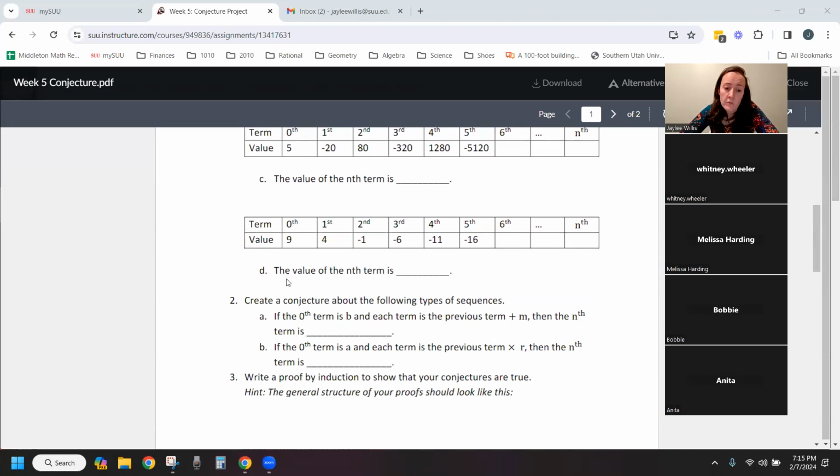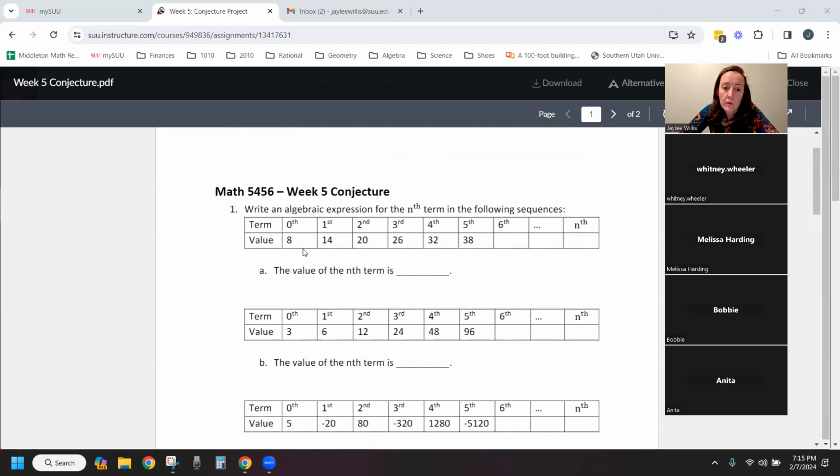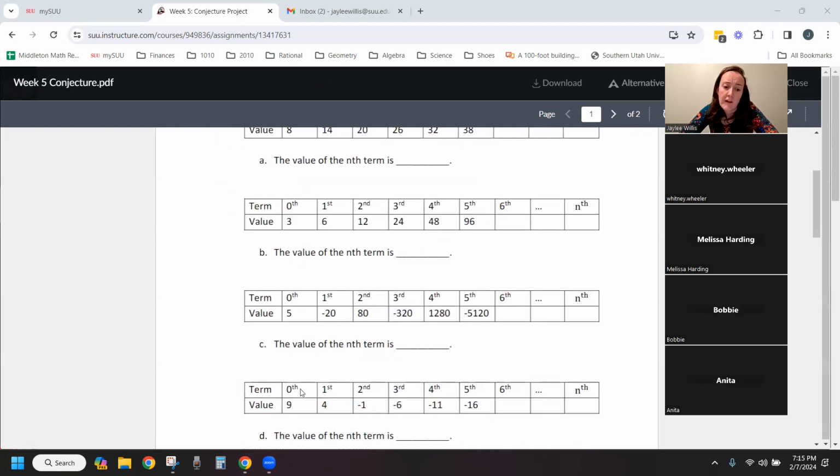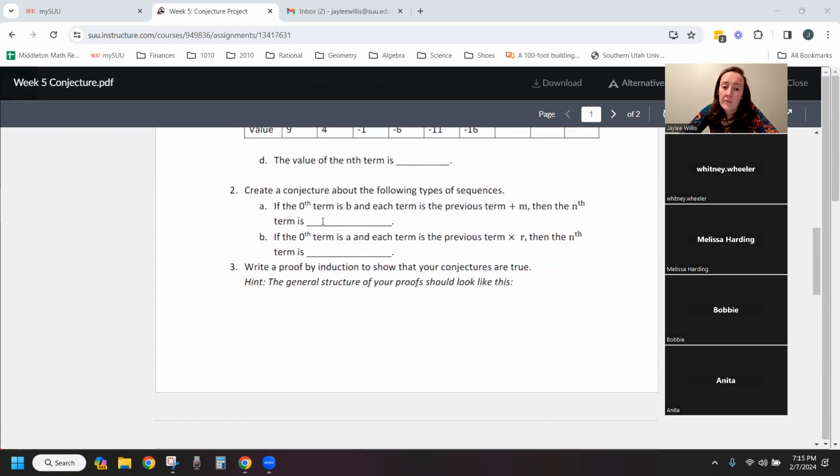So using these examples, we now get to create a conjecture that if the 0th term is b, where it can be any number, so like in our tables, we had a 0th term of 8, 3, 5, 9, etc. But if the 0th term is represented with a generic variable b, and each term is the previous term plus m, so m is the amount you're adding every time, then the nth term is going to be what? And then our second conjecture will be similar, except that we're doing the previous term times r.